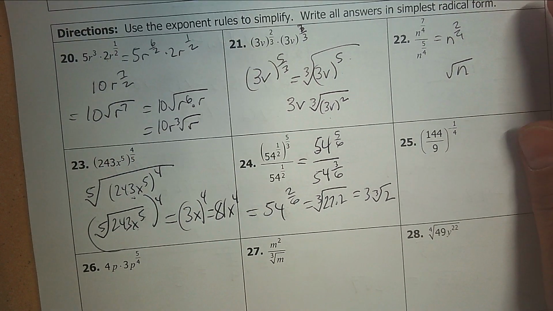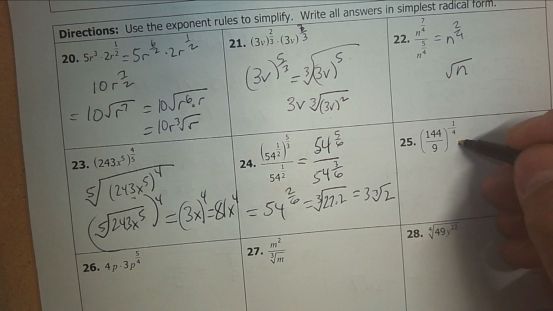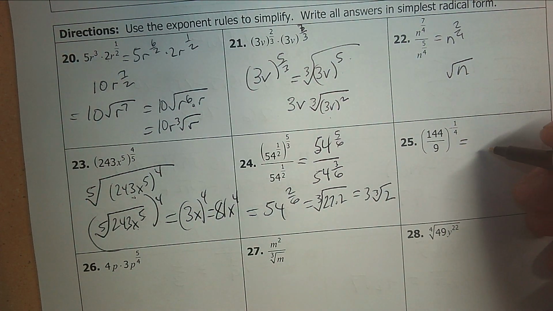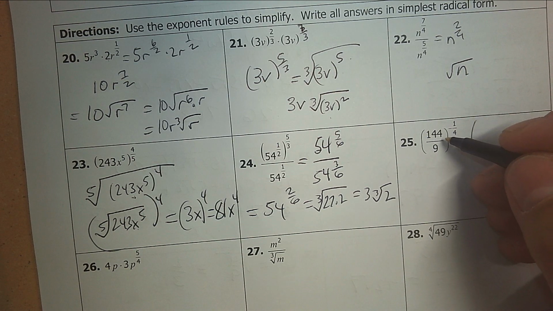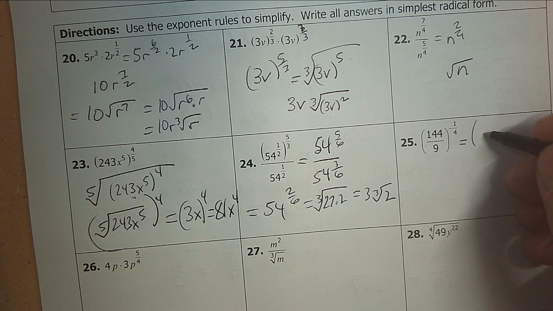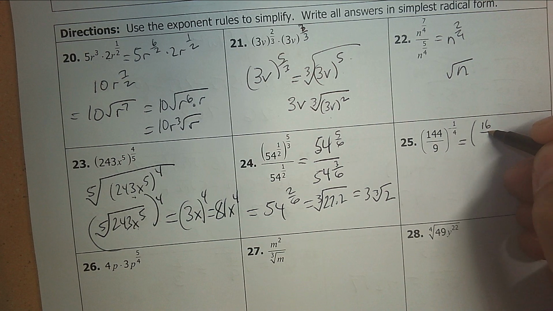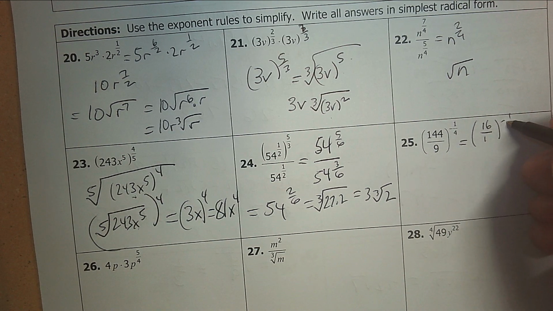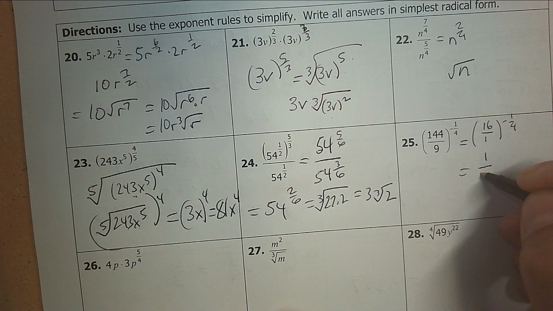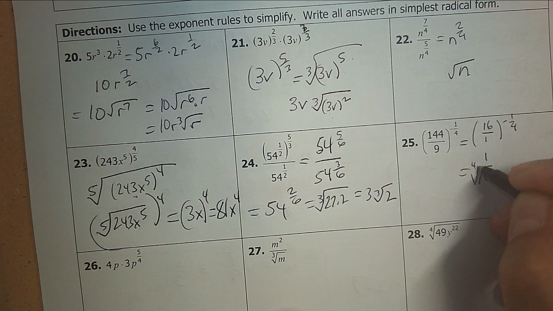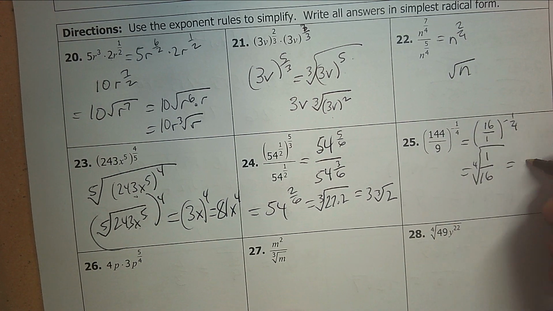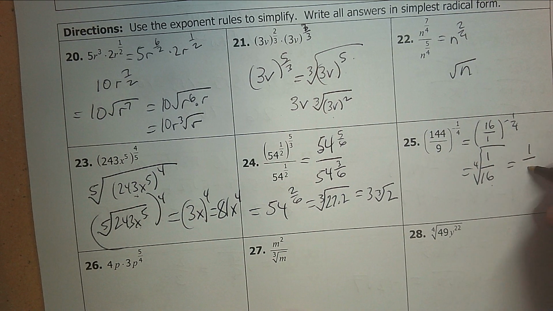25. The negative exponent means reciprocal. And then it's the fourth root of that. So I'm going to reduce the fraction down. 9 goes into there evenly. So that's 16 over 1. And then when I do the reciprocal, it'll end up being 1 over 16. And it's the fourth root of that. So the fourth root of 1 is 1, and the fourth root of 16 is 2. So it's 1/2.